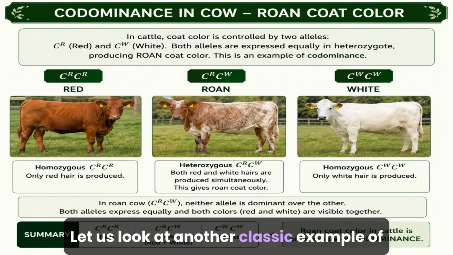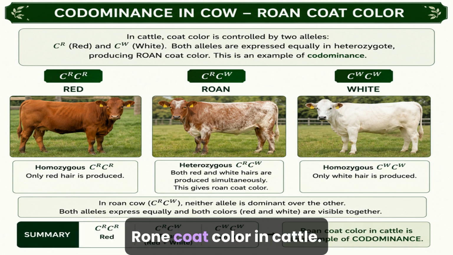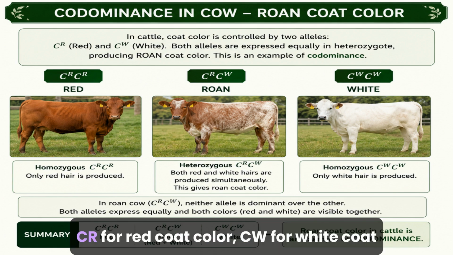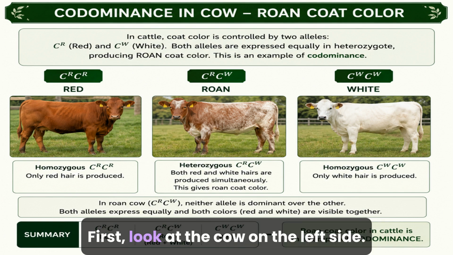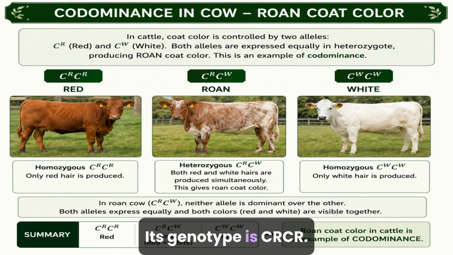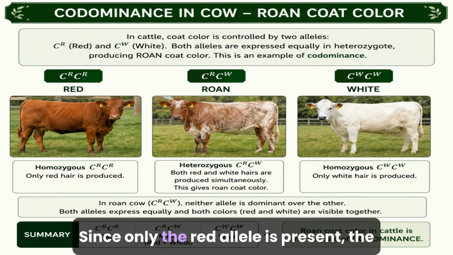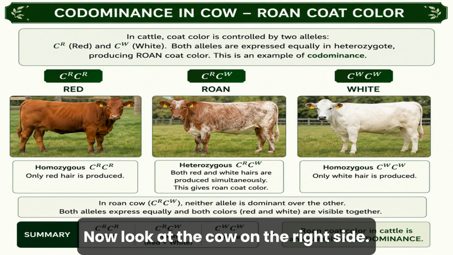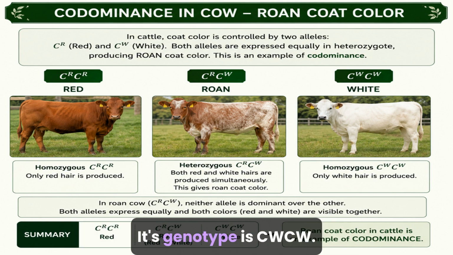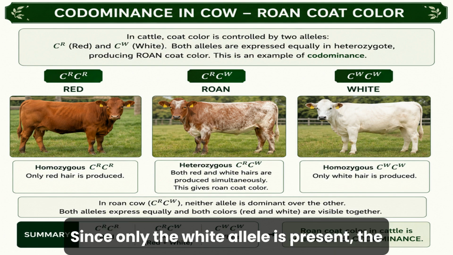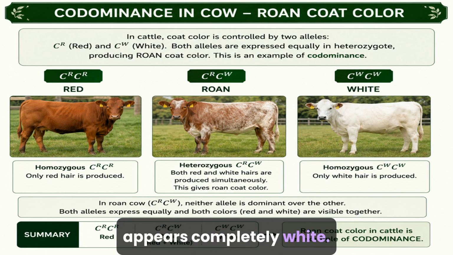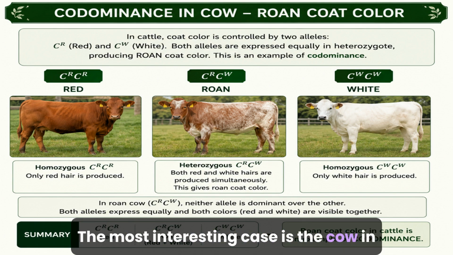Let us look at another classic example of codominance, roan coat color in cattle. In cattle, coat color is controlled by two alleles: CR for red coat color, CW for white coat color. First, look at the cow on the left side. Its genotype is CRCR. Since only the red allele is present, the cow produces only red hair and appears completely red. Now look at the cow on the right side. Its genotype is CWCW. Since only the white allele is present, the cow produces only white hair and appears completely white.